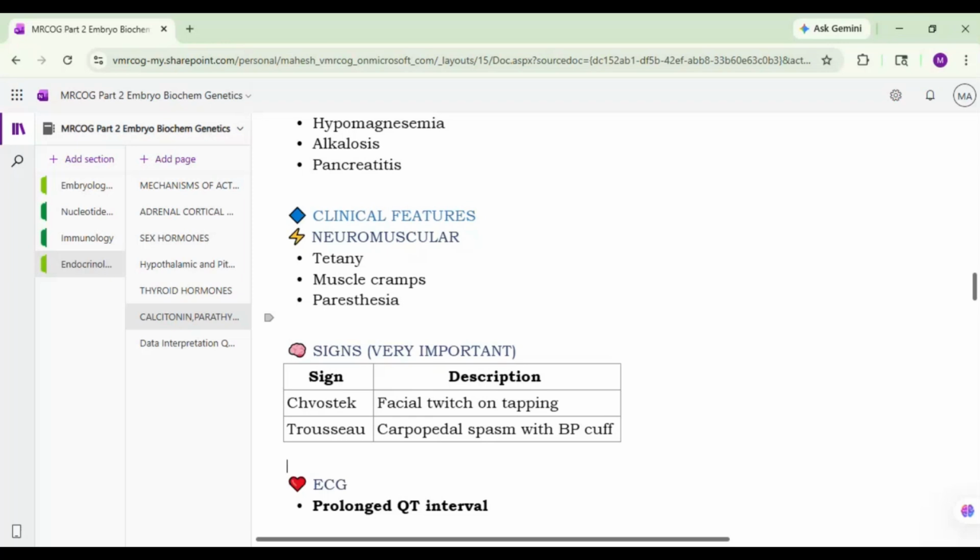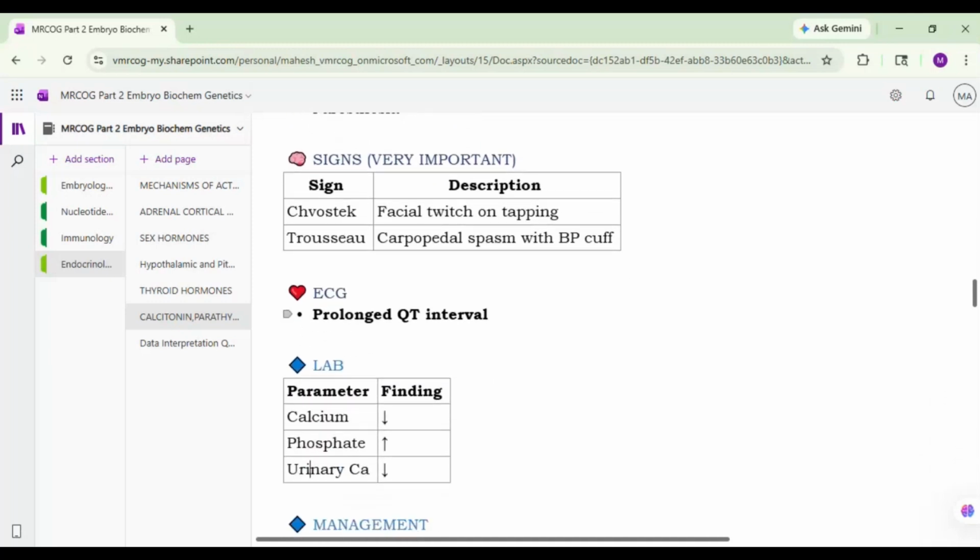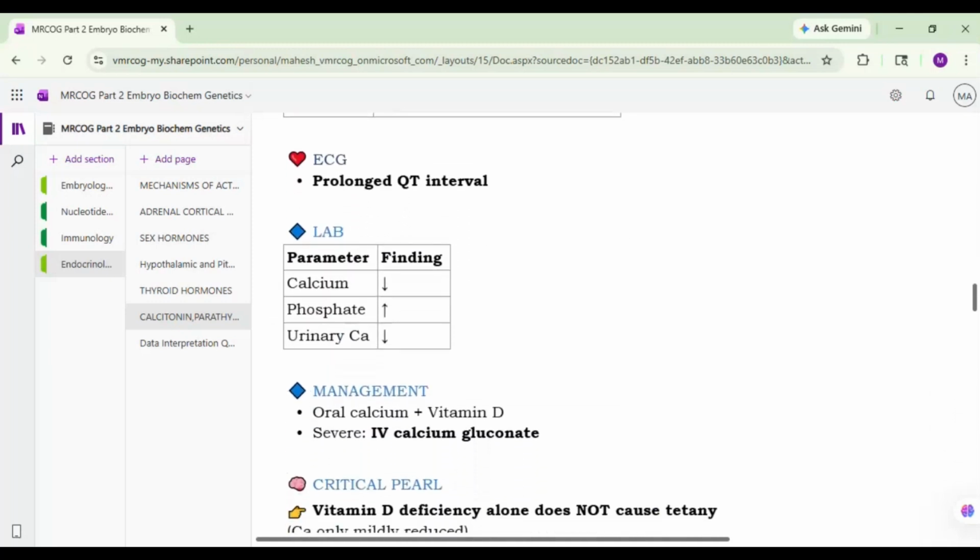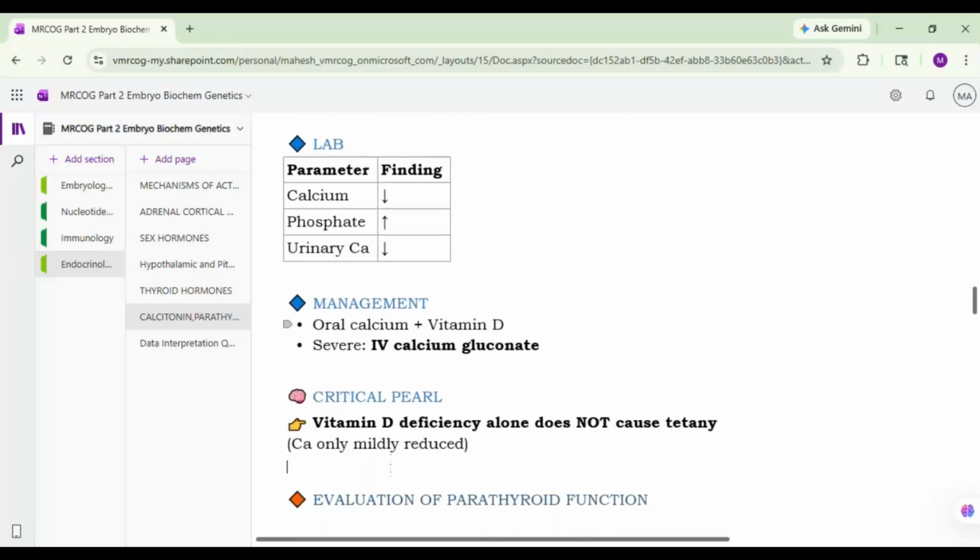Okay, ECG will show prolonged QT interval. That is very typical of hypocalcemia. So lab findings will be decreased calcium, increased phosphate, and urinary calcium will be reduced. So management is oral calcium plus vitamin D. In severe cases, you give IV calcium gluconate.